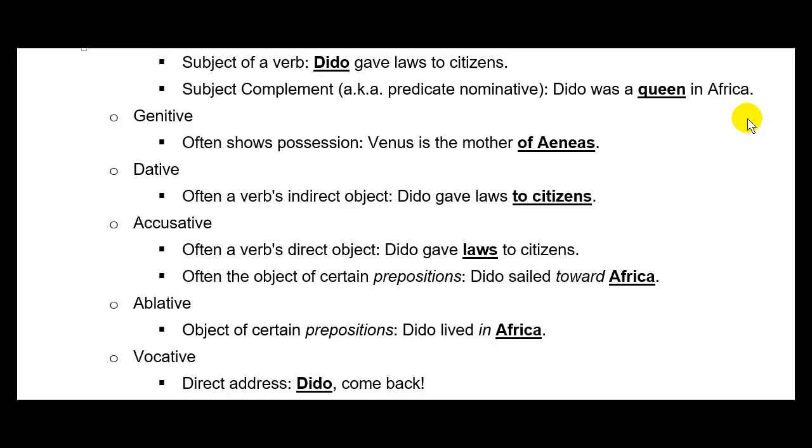All right, young Romans, so those are the 3 ingredients that you'll find in nouns: case, number, and gender.